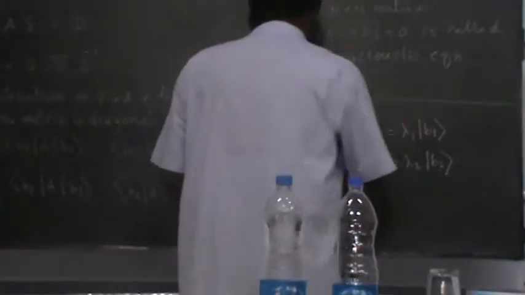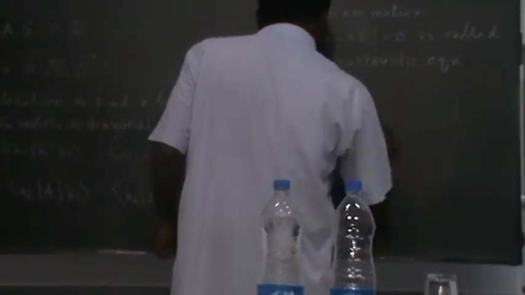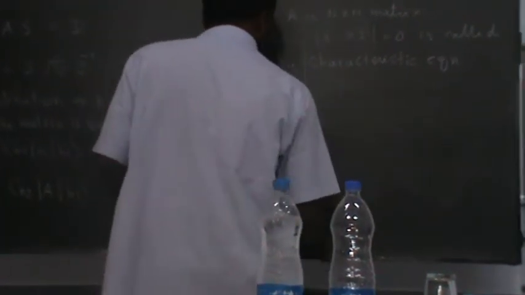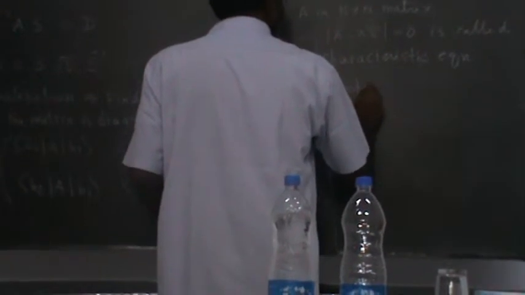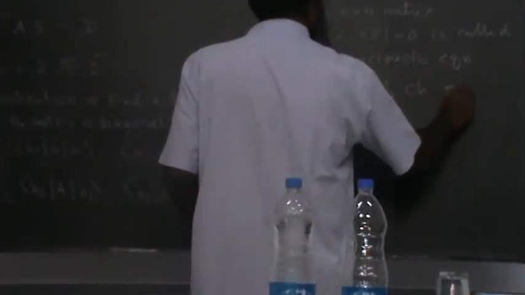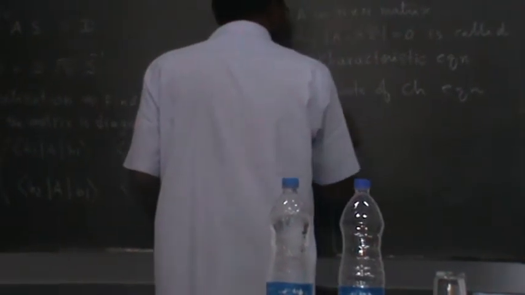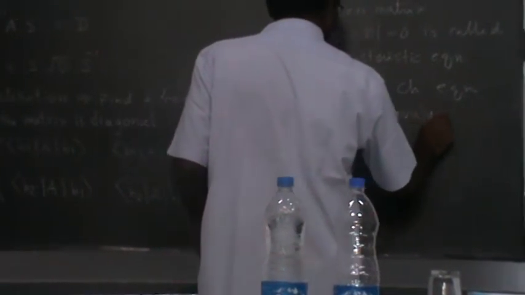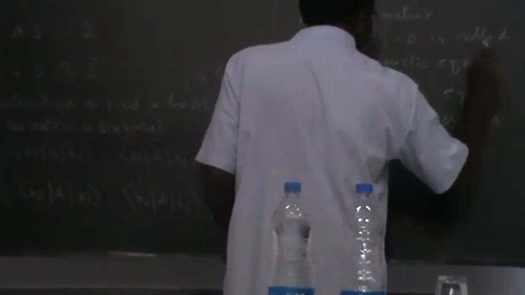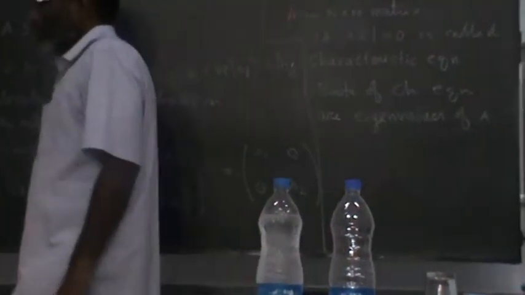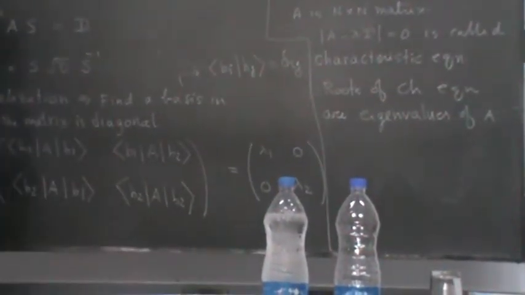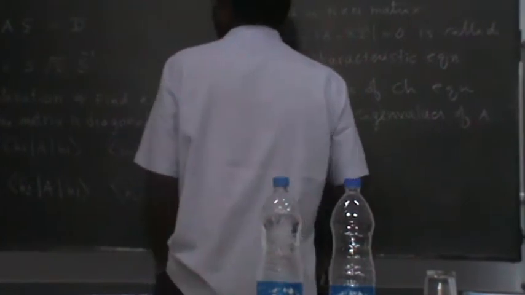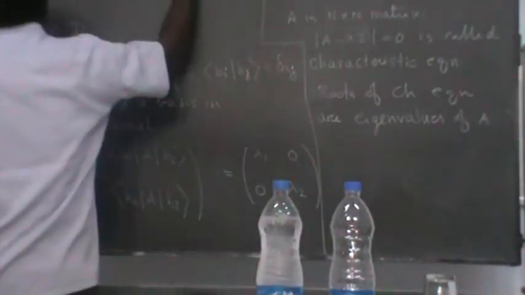Okay? So roots of the characteristic equation are eigenvalues. We'll come back to this problem.